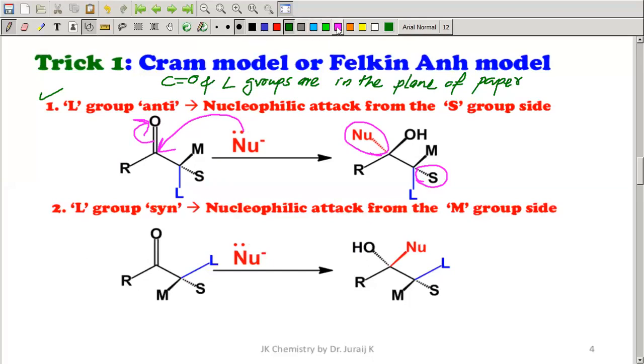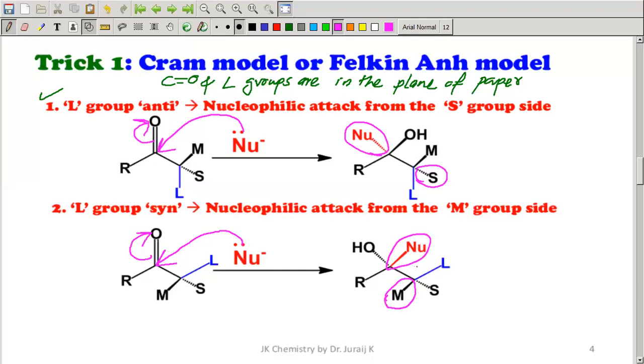Next situation, if your large group is syn with the carbonyl group, in that scenario, what will happen? Nucleophilic attack takes place. Now our question, on which face? So the rule says that in this situation, if the large group is syn with the carbonyl group, nucleophilic attack takes place from the face of the medium group. Here we can see that the medium group is in wedge. So the nucleophile can attack from the top face. That means the nucleophile will be in wedge as in the case of the medium group.